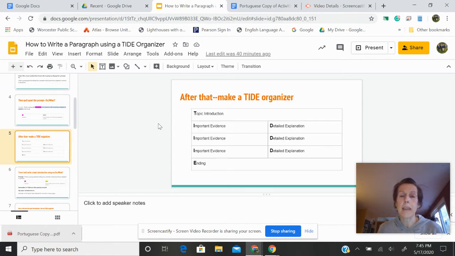Next, I am going to make my TIDE organizer. Remember, your T is your topic introduction, your I is your important evidence, your D is your detailed explanation, and your E is your ending. I have 3 I's and 3 D's because I am going to pull 3 pieces of important evidence from the video.